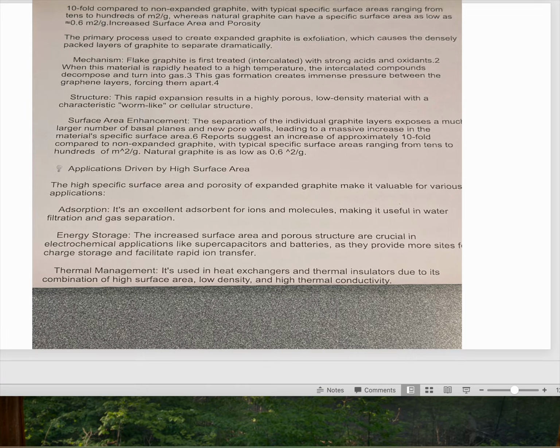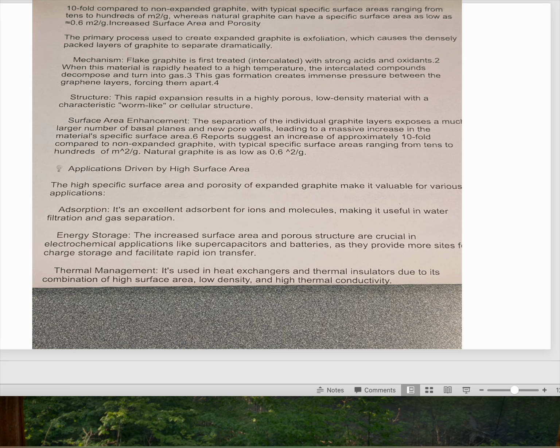There's a tenfold change in surface area compared to non-expanded graphite, with typical specific surface areas ranging from tens to hundreds of square meters per gram, whereas natural graphite can have a specific surface area as low as about 0.6 square meters per gram. So with expansion of graphite, you get increased surface area and porosity as well.